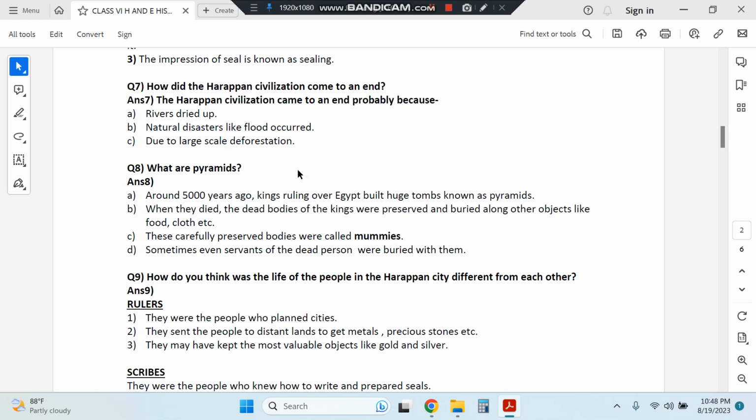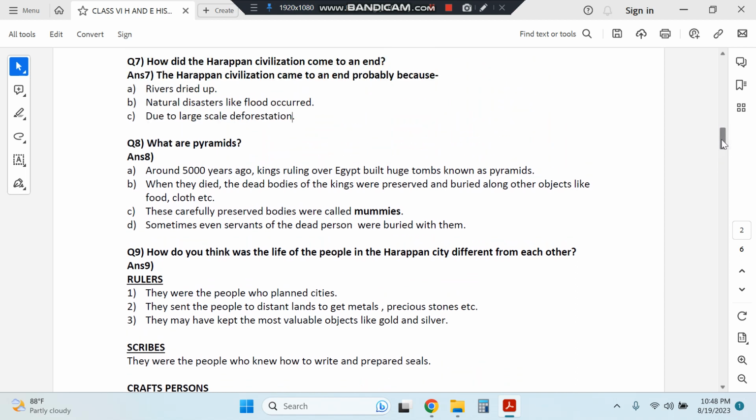What are pyramids? Around 5,000 years ago, kings ruling over Egypt built huge tombs known as pyramids. When they died, the dead bodies of kings were preserved and buried with other objects like food, clothes, gold, etc., because it was believed that after death, people would be needing these objects. These carefully preserved bodies were called mummies. Sometimes even servants of the dead person were buried with them, with the belief that the dead would be needing them after their death.